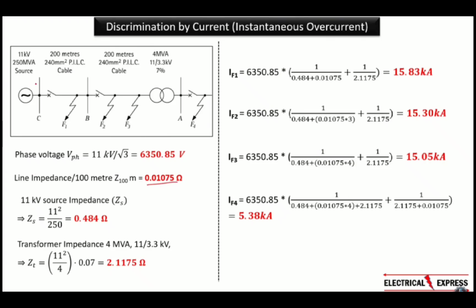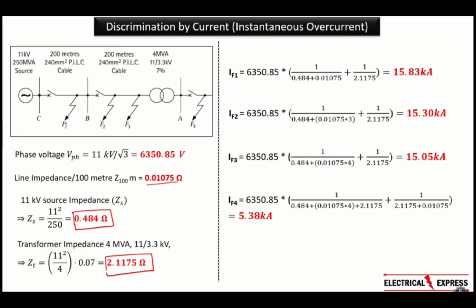So first you find out the source impedance. What will be the source impedance of 11 kilovolts? We know that source impedance is equal to 11 to the power of 2, that is voltage squared by power. So this will come to 0.484 ohm. Now let's calculate the transformer's impedance. Because there are transformers installed here, we can calculate the transformer's impedance the same way. 11 squared, that is voltage squared, divided by power, that is 4 MVA, into percentage impedance. Our impedance is 7%, so our transformer's impedance will be 2.175 ohms. Now, you will calculate the fault current.